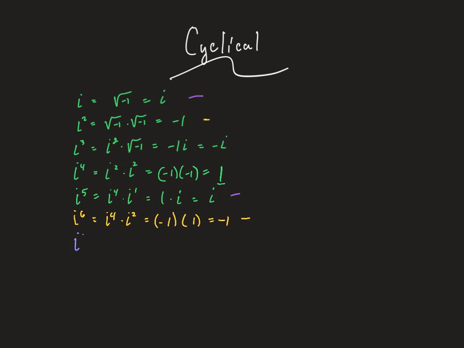And then i to the seventh is going to be i to the fourth times i to the third. We said i to the fourth is 1, times i to the third, which is negative i. So this is going to be equal to negative i, and again, starting to repeat. And then I'll just tell you that i to the 8th is going to be equal to 1 because it starts to repeat there. So you can use the cyclical nature of i to find higher orders of your exponents.